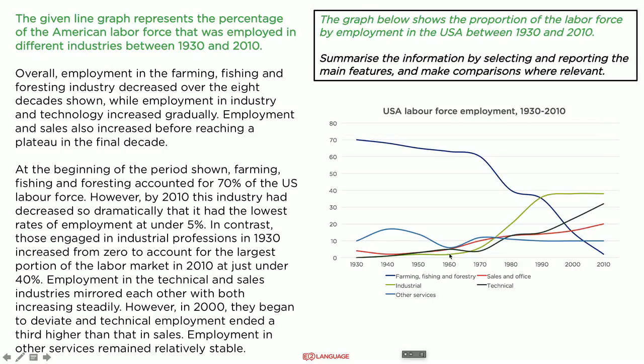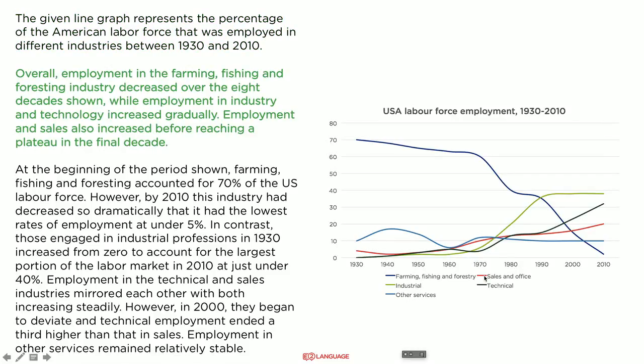That's how you start. Now I'm going to move into my overall summary, looking at main trends and key features. I said overall employment in the farming, fishing, and forestry industry decreased over the 8 decades shown, while employment in industry and technology increased gradually. Employment in sales also increased before reaching a plateau in the final decade. I've probably overused the word employment there. I could say jobs, for example. But in other words, what I've done is just described the main trends and key features there.